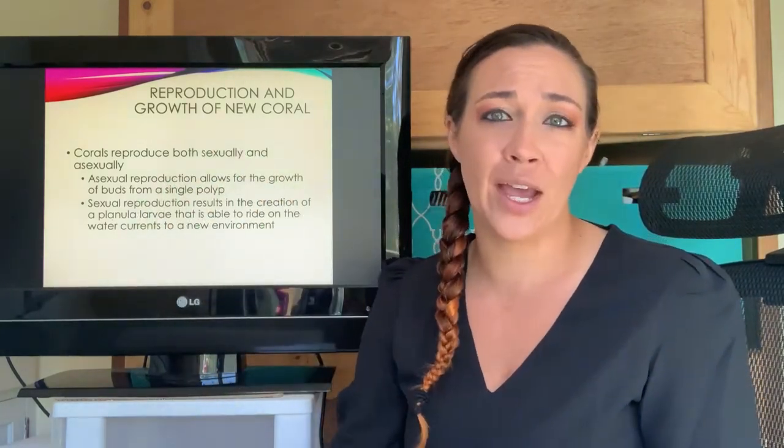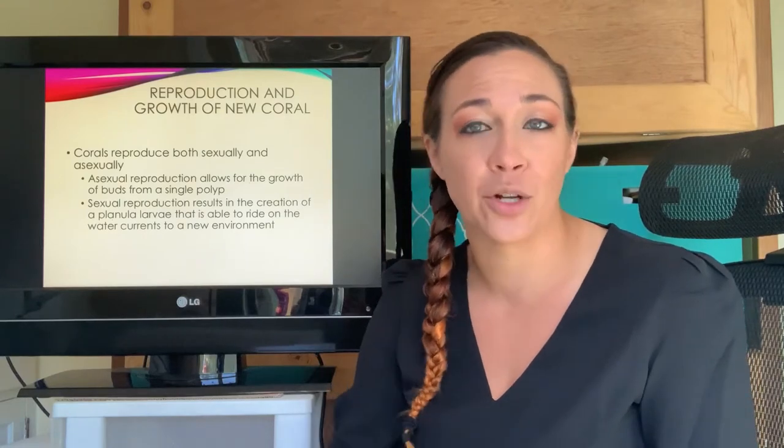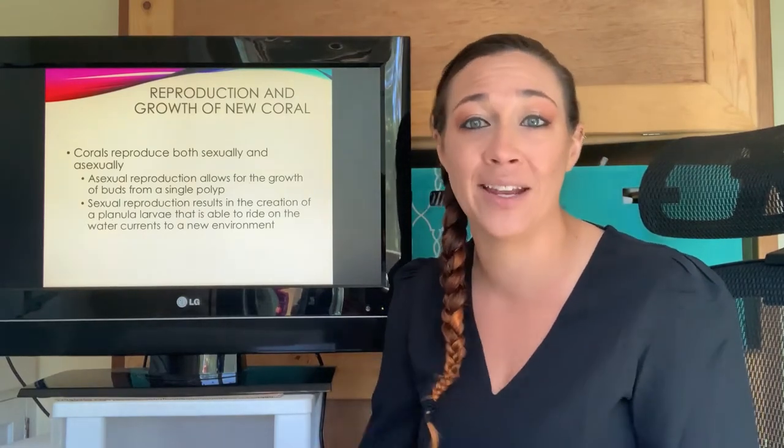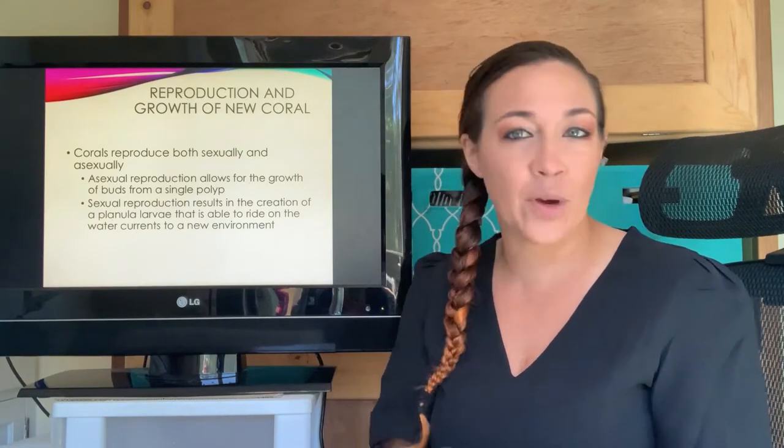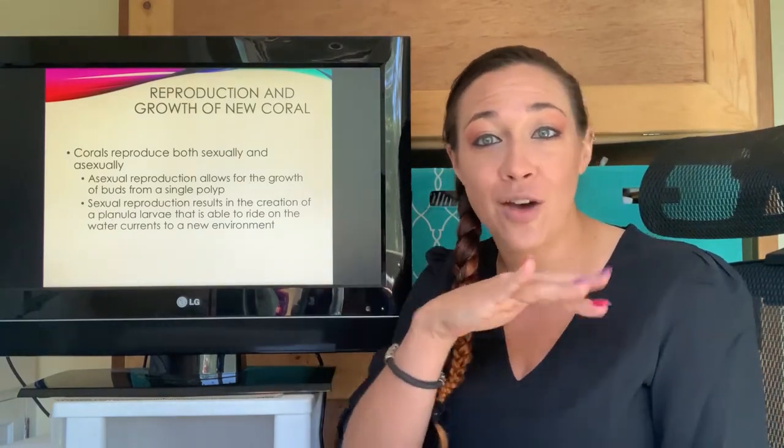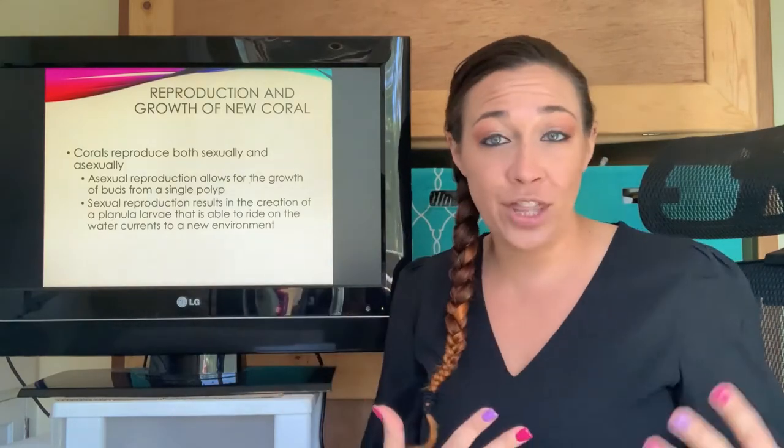If you're not going to go through asexual reproduction, you're going to go through sexual reproduction. This is one of the species that creates that planula larvae that we talked about. So again, they're going to create this larvae that's able to float around with the currents, and that's a good thing because now they're actually sending their genes off to a different location.